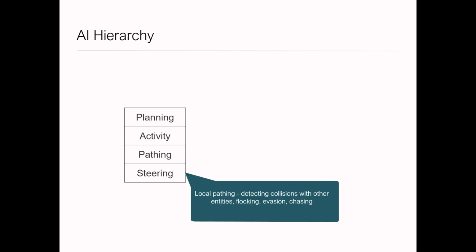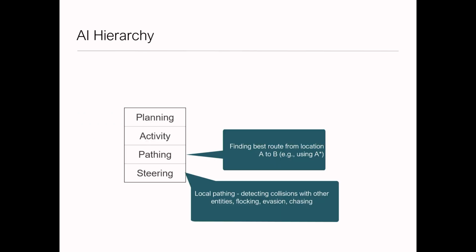So we've looked at steering a little bit. Pathing is concerned with finding the best route from a location A to a location B. There's variations on this problem. You can start at a location A, and you might want to know what is a path to many different locations. So B would not be a single location, but a set of locations.